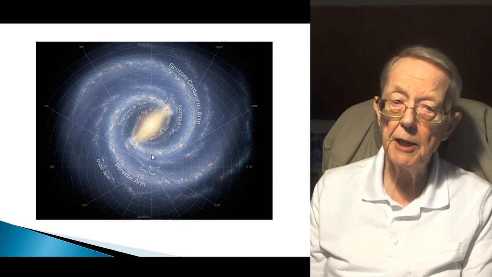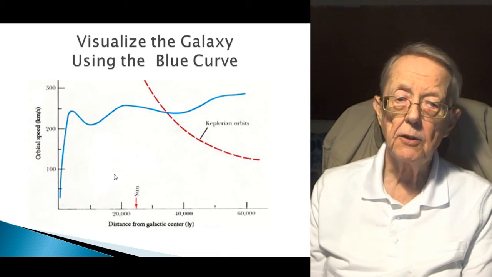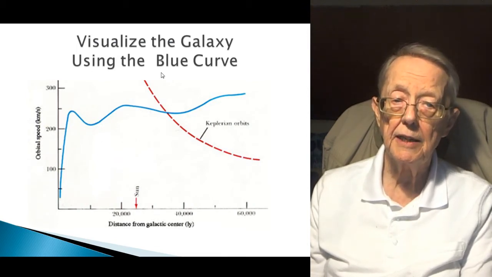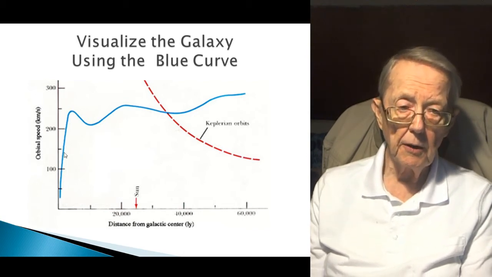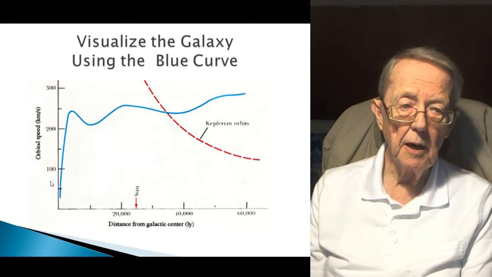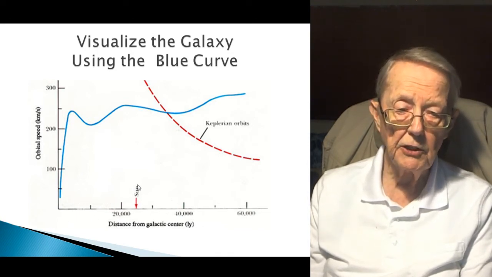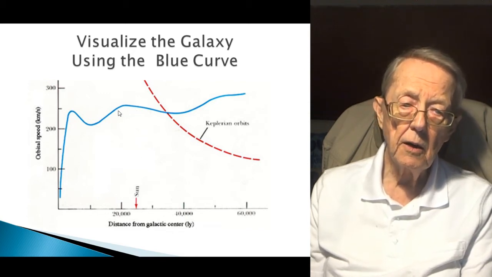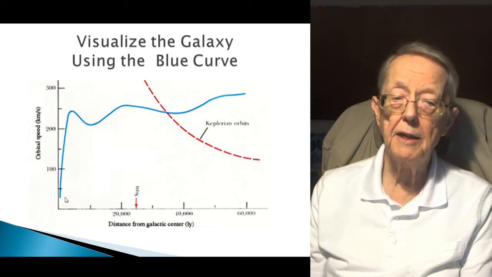Okay, so we have this image now of the galaxy as a core and two major arms. So now I'm going to walk you through this blue line, visualizing the galaxy using the blue line. Again, we have the velocity in kilometers per second. We have the distance in light years, and this is the location of the sun, which is in between the first arm and the second arm. And so let me show you how we get there.